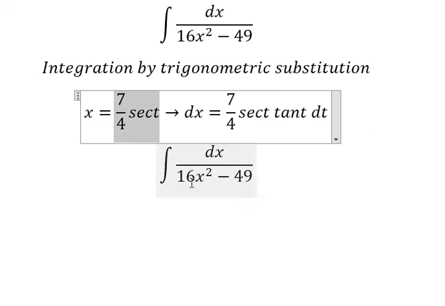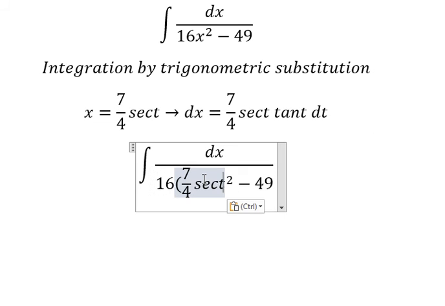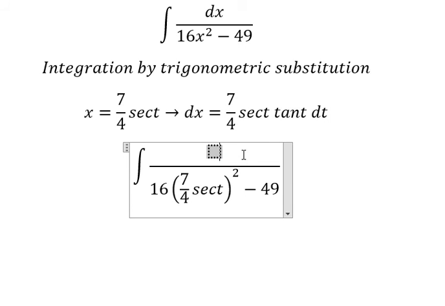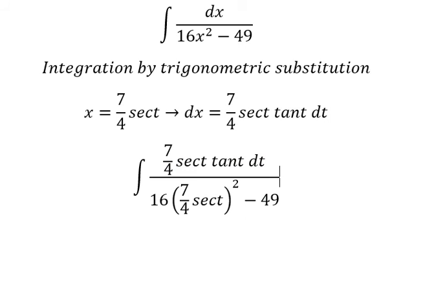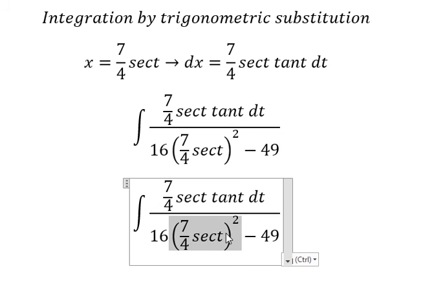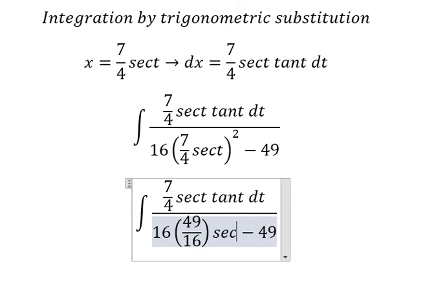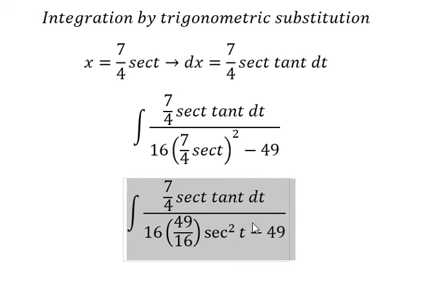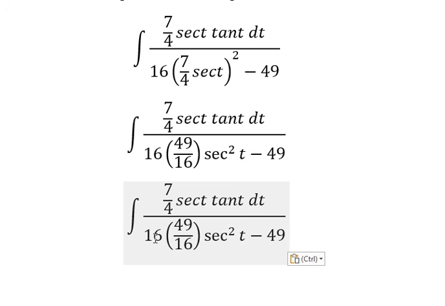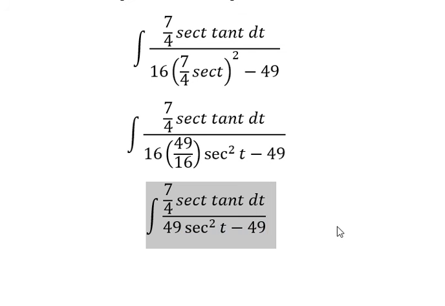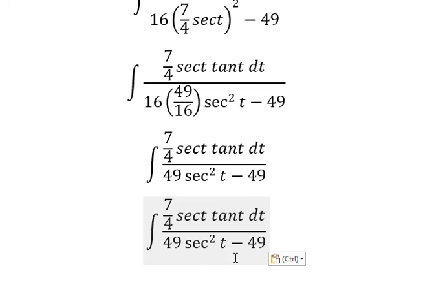So I will put this one going here. Dx we change by this one. So this one we have 49 over 16 secant squared of t. So we need to simplify the 16. With the 16 we have 49, and 49 we can do factorization.